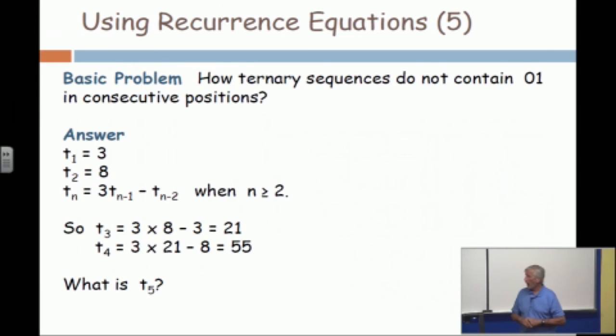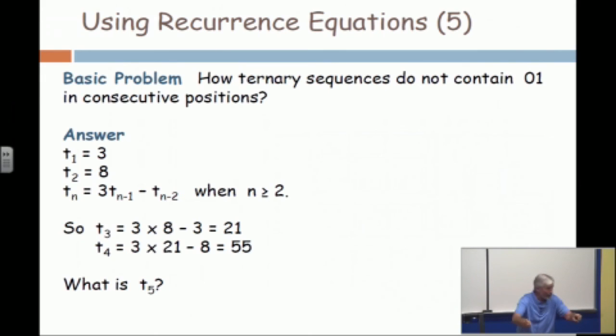Okay. Now, I really wouldn't want to verify the 55 by hand. I'd probably get it wrong. And even if I could, I wouldn't be able to do T5 or T6 by hand. I'd certainly screw it up. We want to get a recurrence. Let's see if we can figure out why the recurrence is Tn is 3 times Tn minus 1 minus Tn minus 2.